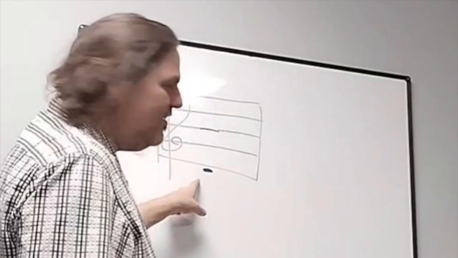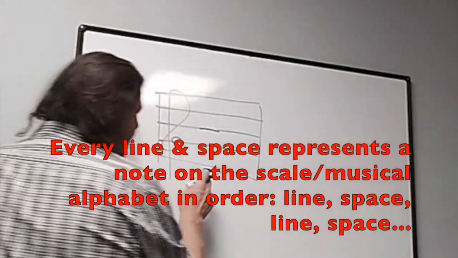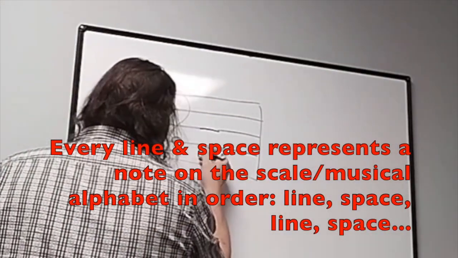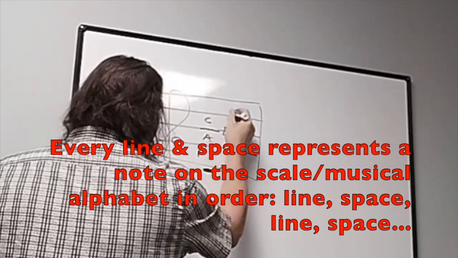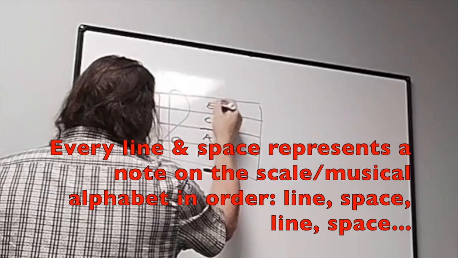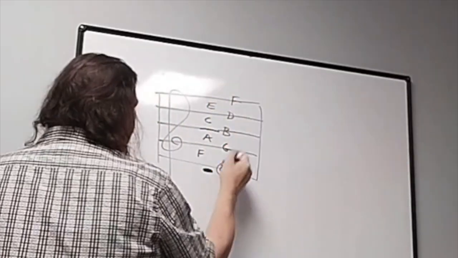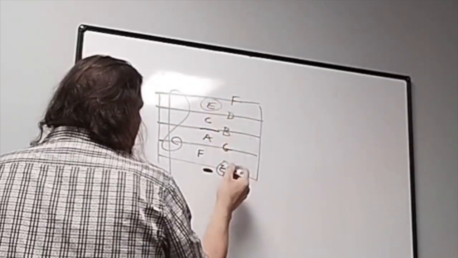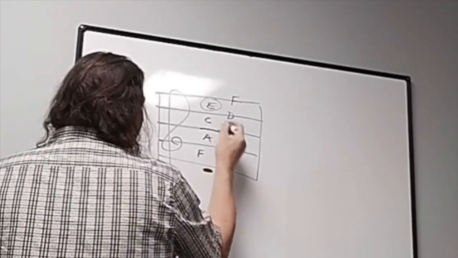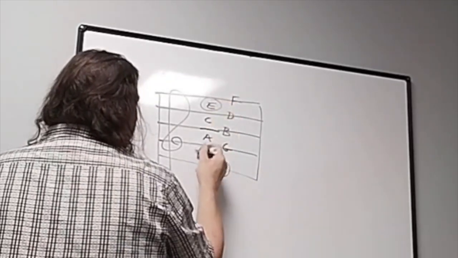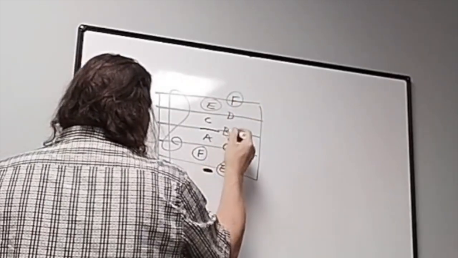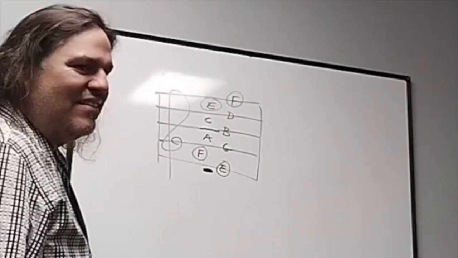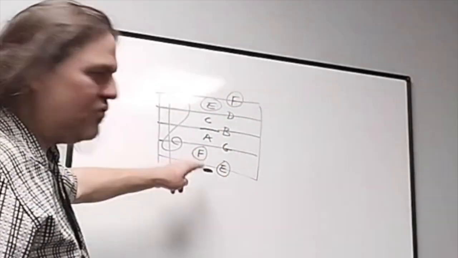Because look, so now I'm going to show you. You have D, E, F, G, A, B, C, D, E, F. From here to here is your octave. 1, 2, 3, 4, 5, 6, 7, 8. From here to here is another octave. 1, 2, 3, 4, 5, 6, 7, 8. So that's how you remember your notes, right?